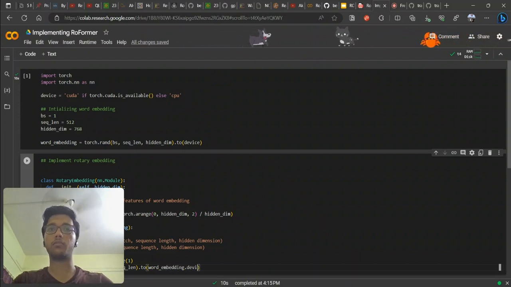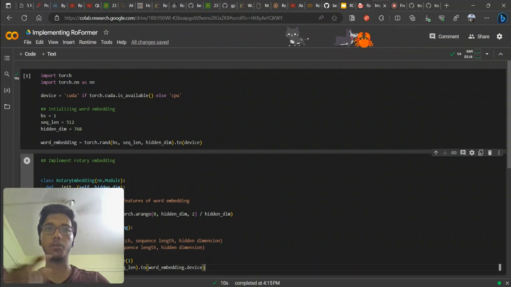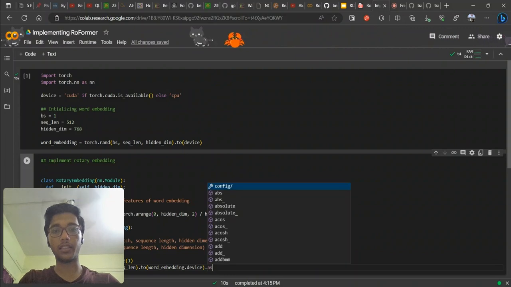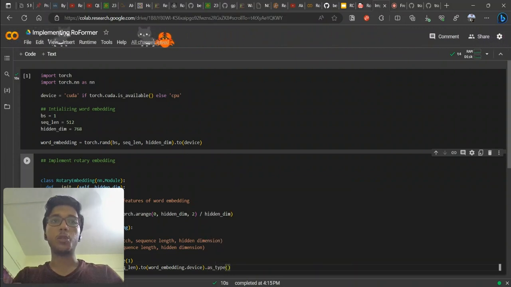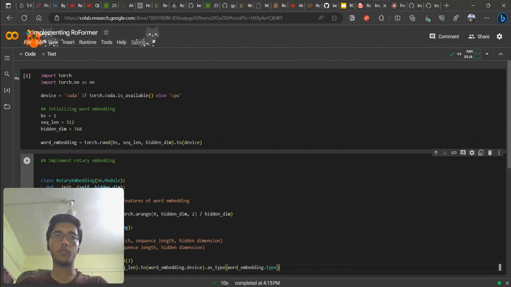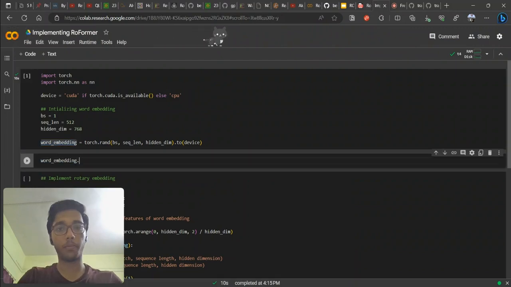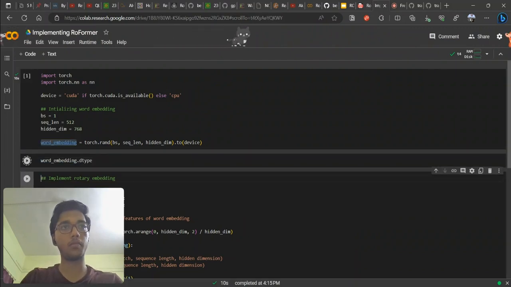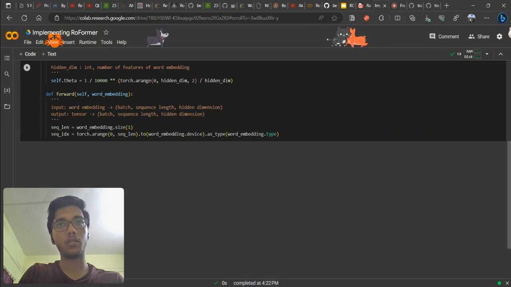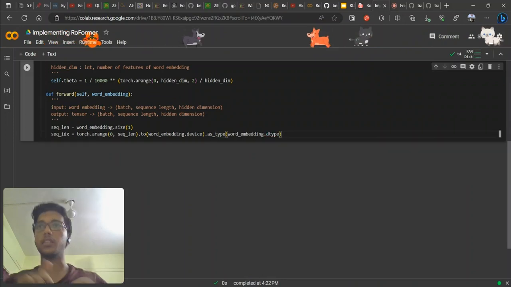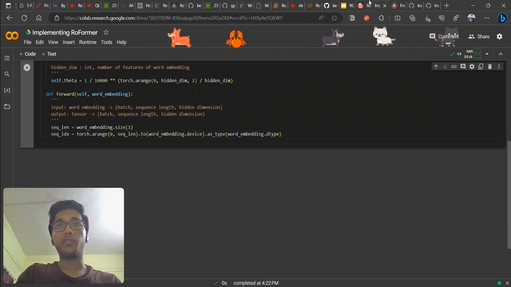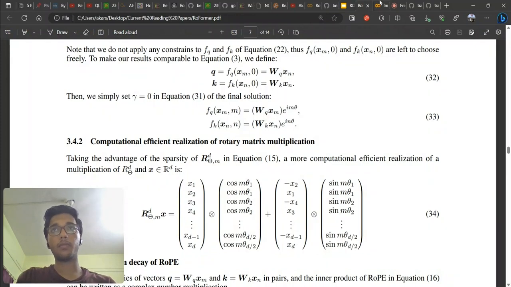Since the devices would not be the same, when initializing, let's say dot to device and dot as type. What should be the type of it? Word embedding dot type. I think its attribute is dtype or type. I think it's dtype now, because if the data types are different, the matrix multiplication won't happen. Sure. So now the first part is multiplying them.